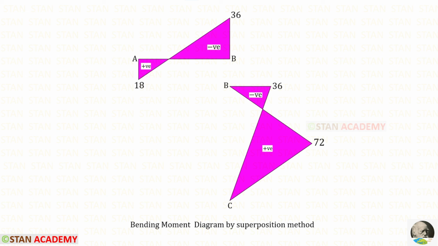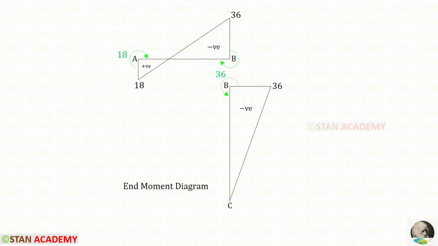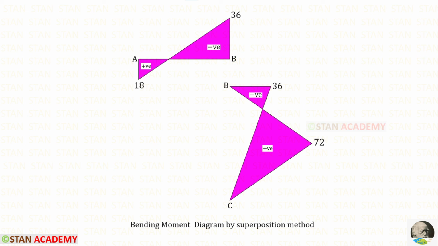Alternatively, we can draw the bending moment diagram by superposition method. First, we need to draw the free moment diagram. Then we have to draw the end moment diagram. When we combine both of them, we will get the bending moment diagram.